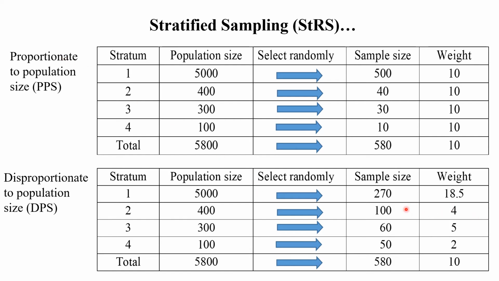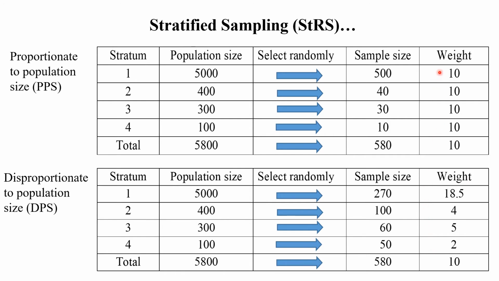Supposing now they're not proportional to population size. I select 50 people from 100, so each person represents 2. If I take 100 people from 400, then each person represents 4. You can see differences in the weights. So when you do this kind of selection, you must be careful with the weights. These weights must be incorporated in the analysis.